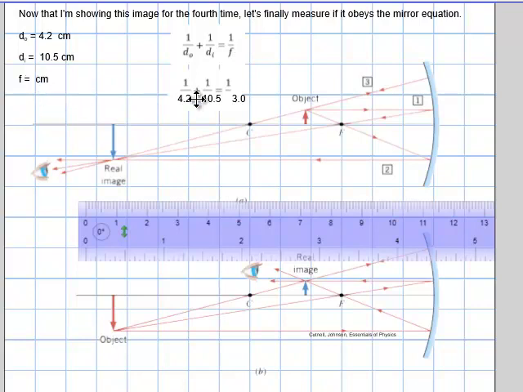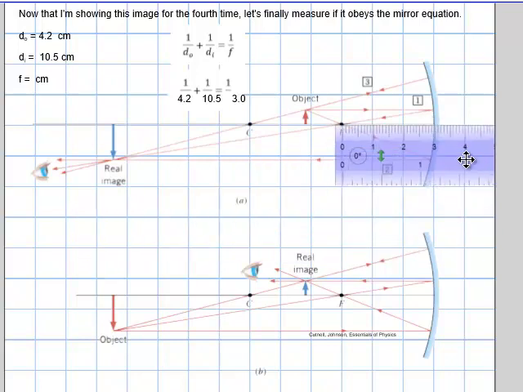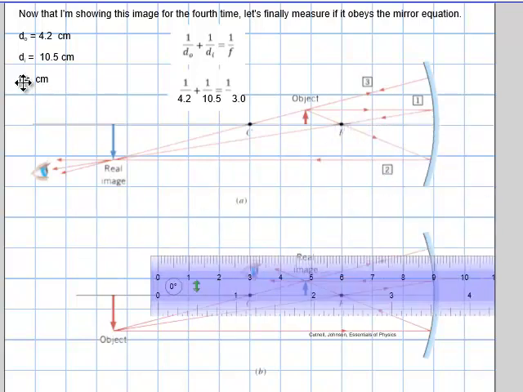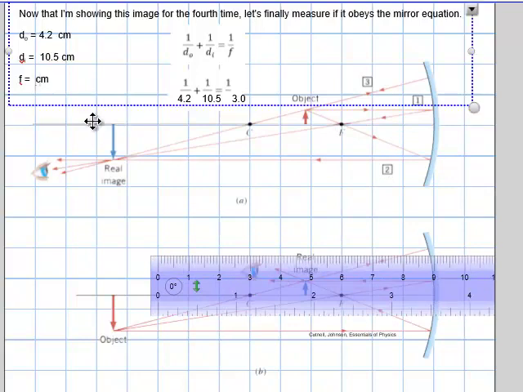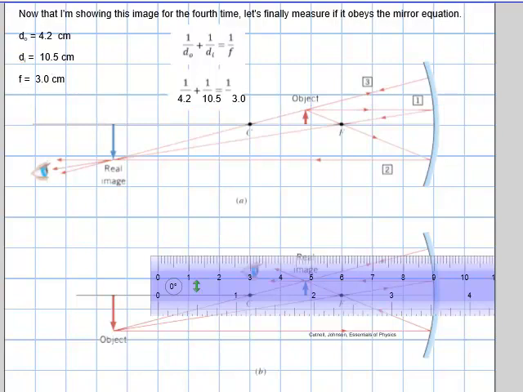So 3.0 is what I came up with here for the focal length, and we can see that already in the drawing. That is definitely 3.0 centimeters, which I'm going to write down here because this is what I measured. So there you go, and I guess that's a check mark that indeed the drawing they gave us is correct.